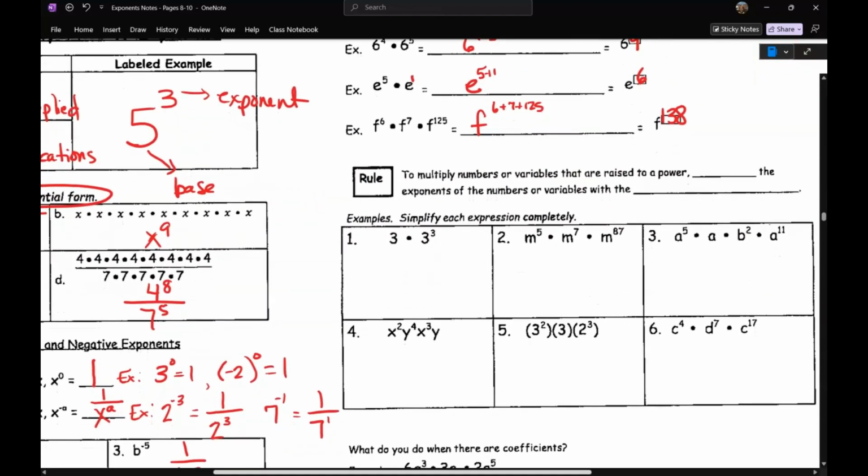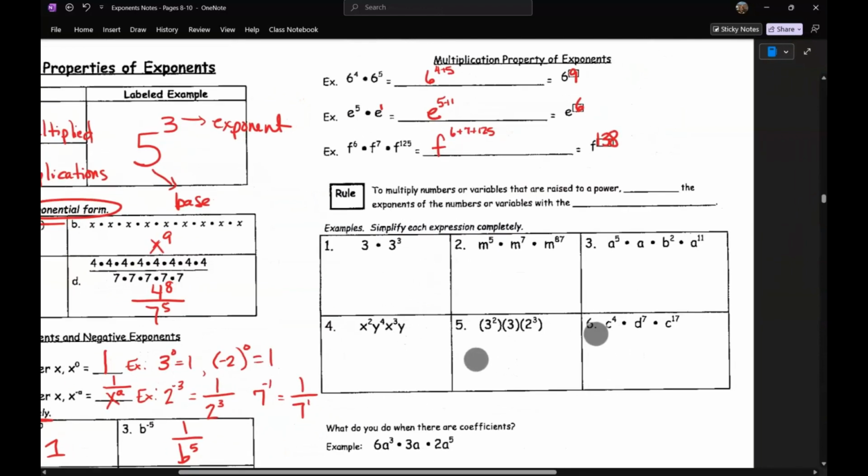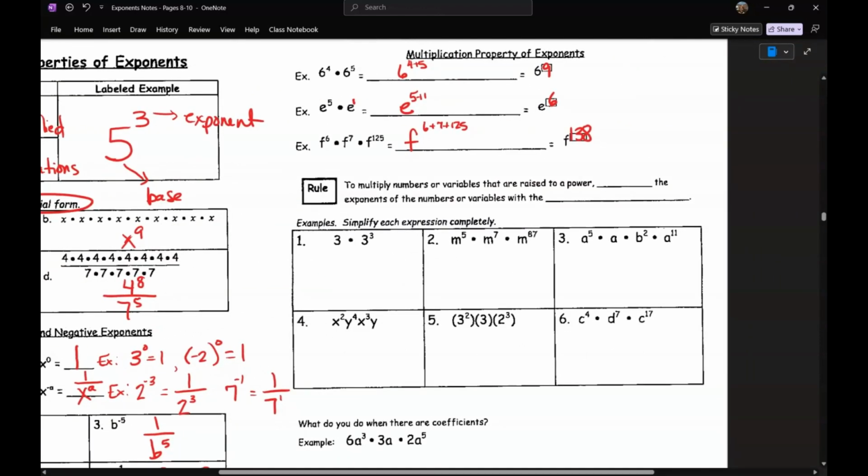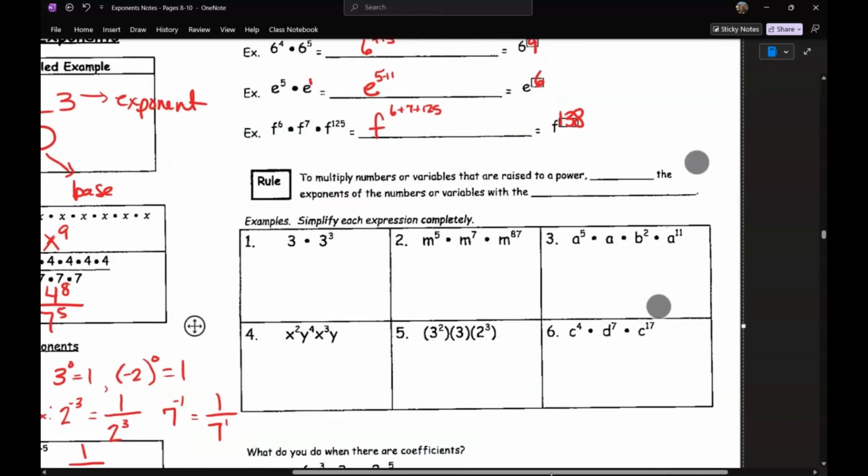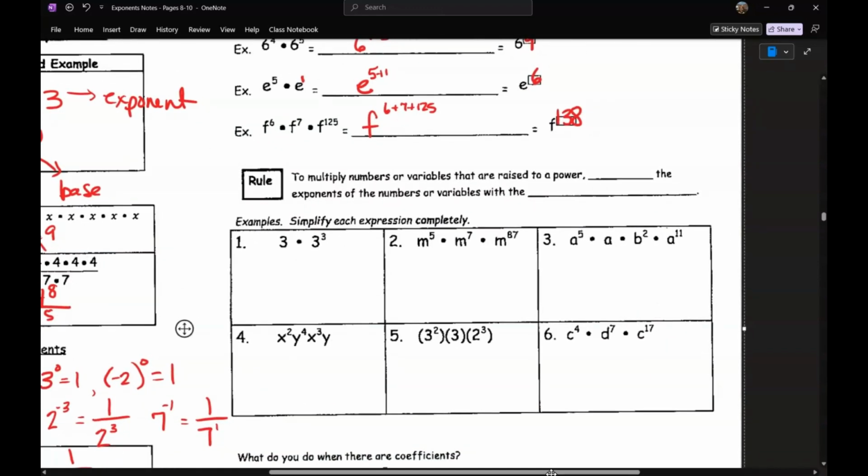All right, so what I would like for you to do is to pause the video. We're going to write the rule in, and then I want you to pause the video and try 1 through 6 on your own. So our rule is to multiply numbers or variables that are raised to a power, we are going to add the exponents of the numbers or variables with the same base. Remember, they have to have the same base. So I want you to pause, try 1 through 6, and then come back and check your answers.